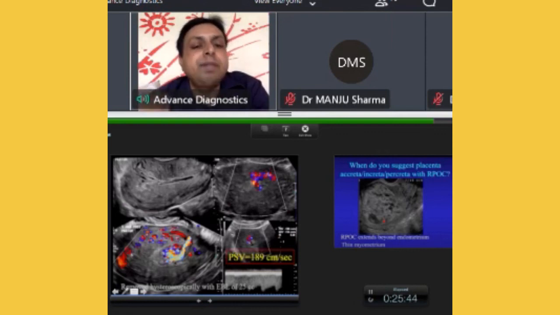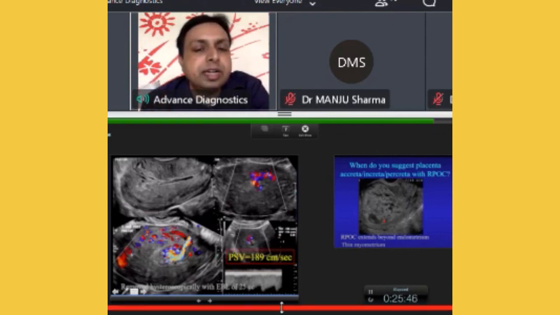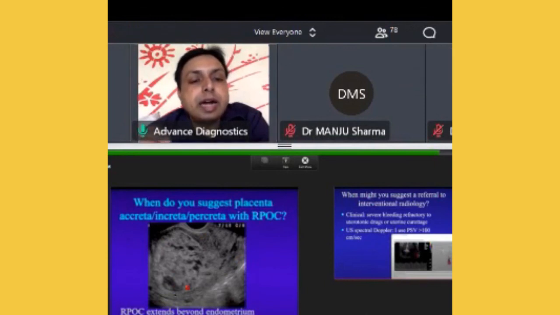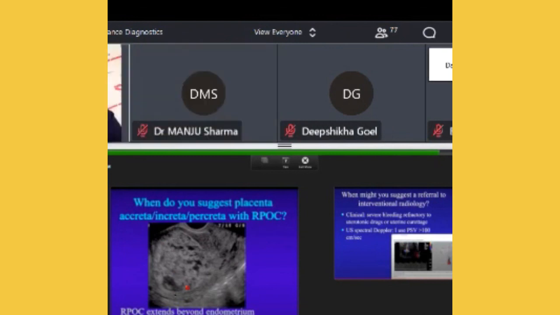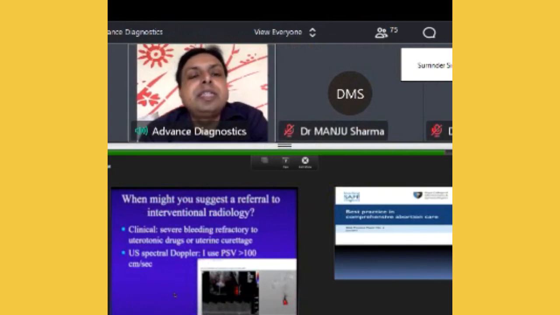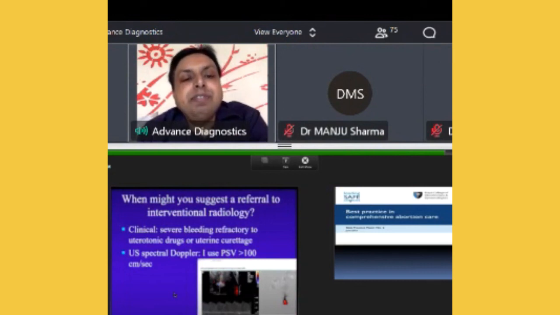If the PSV is more than 60 centimeter per second, the chance of blood loss during surgery is a bit high. And we diagnose accreta, increta and percreta only when RPOC extends beyond the endometrium to the myometrium. We send a referral to interventional radiology when there is severe bleeding refractory to uterotonic drugs and uterine curettage. And one golden rule is that if you see a PSV more than 100 centimeter per second, please send this patient to the interventional radiologist.